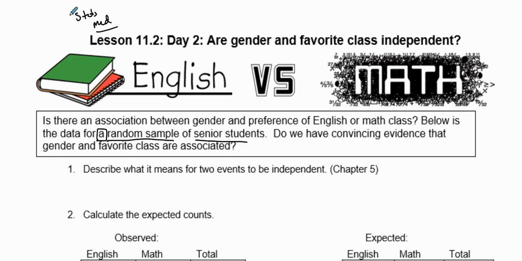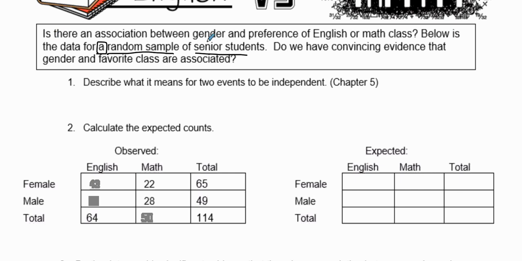All right, so let's try this out. I got this from Stats Medic, so thank you, Lindsay and Luke, for this wonderful example. Here we go. Is there an association between gender and preference of English or math class? Below is the data of a random sample of seniors, so we have one sample. Do we have convincing evidence that gender and favorite class are associated? We have two different variables: gender, variable 1, and favorite class, variable 2.